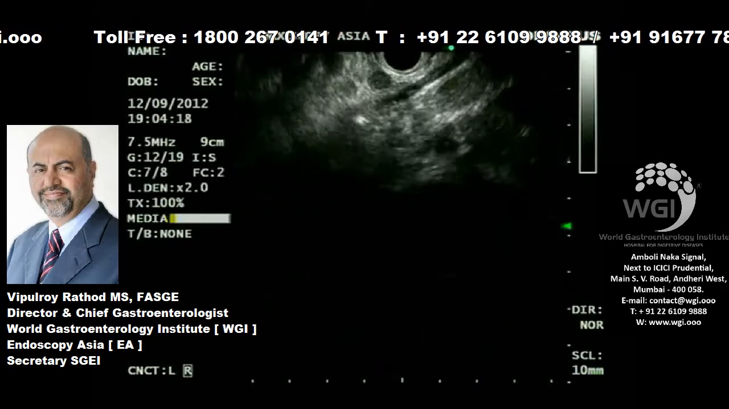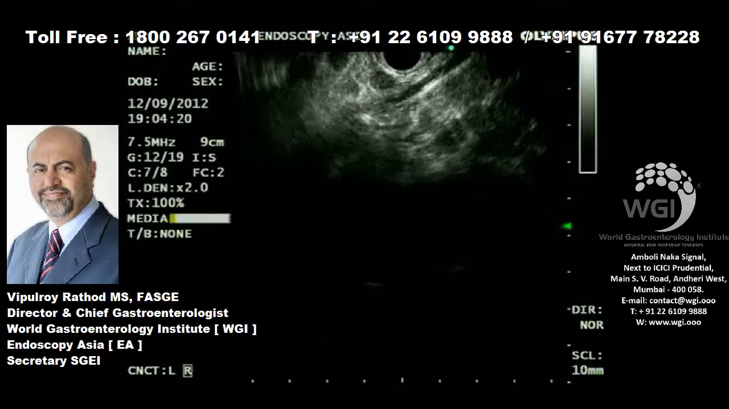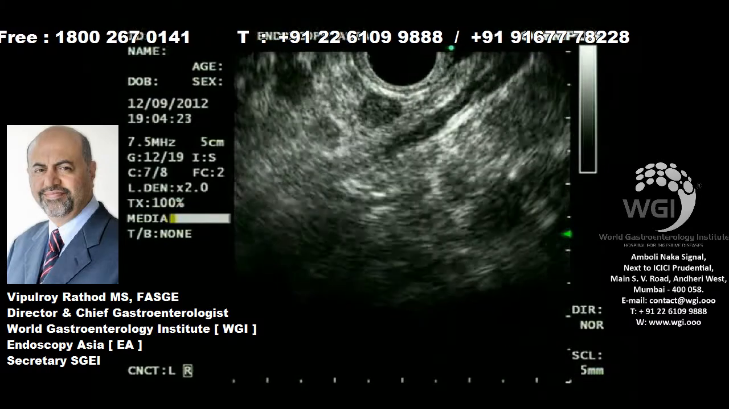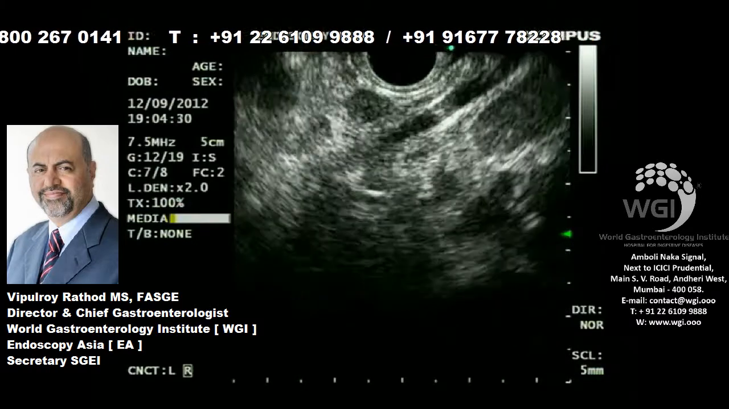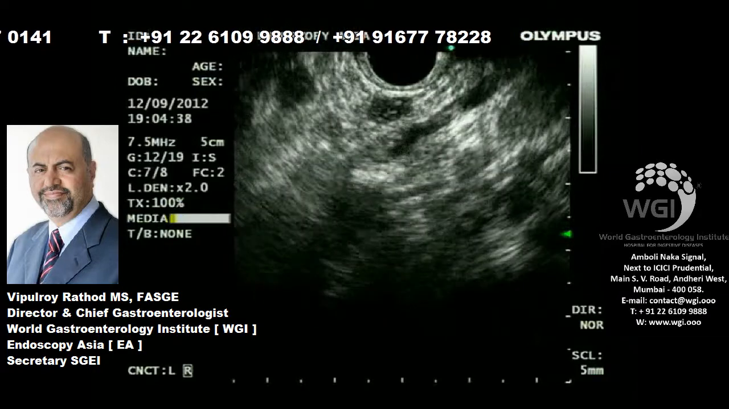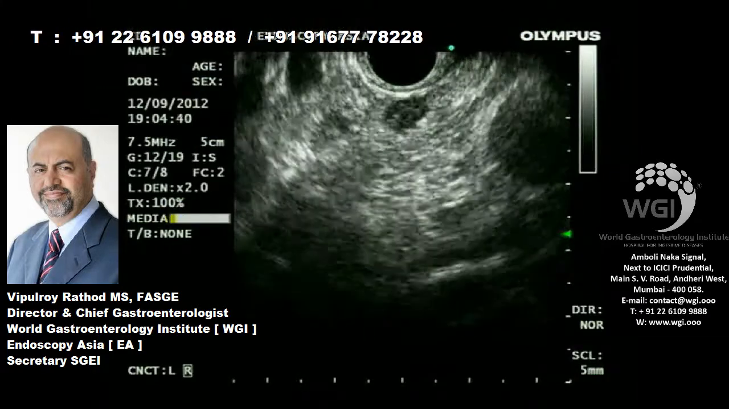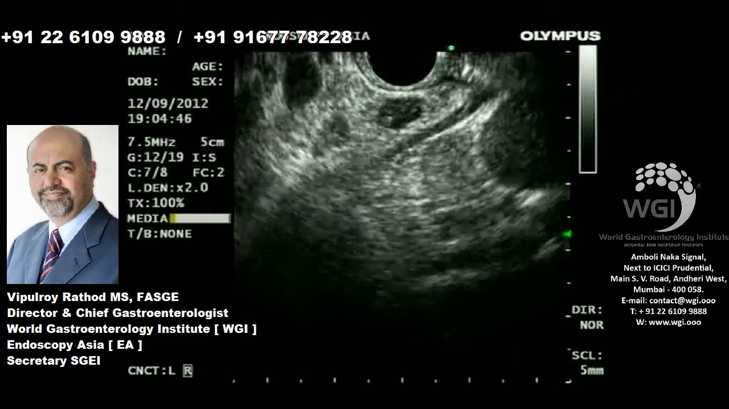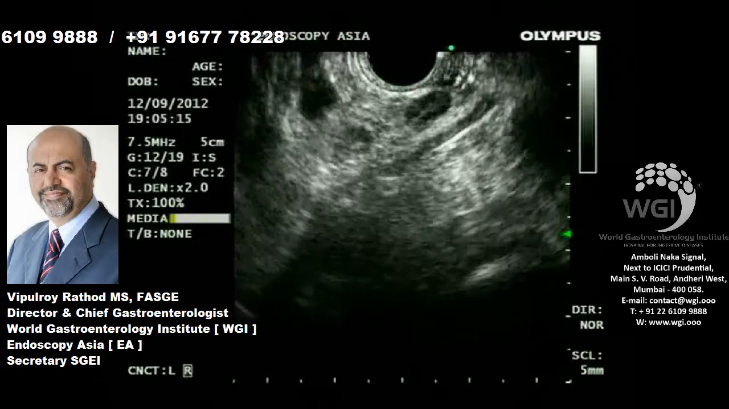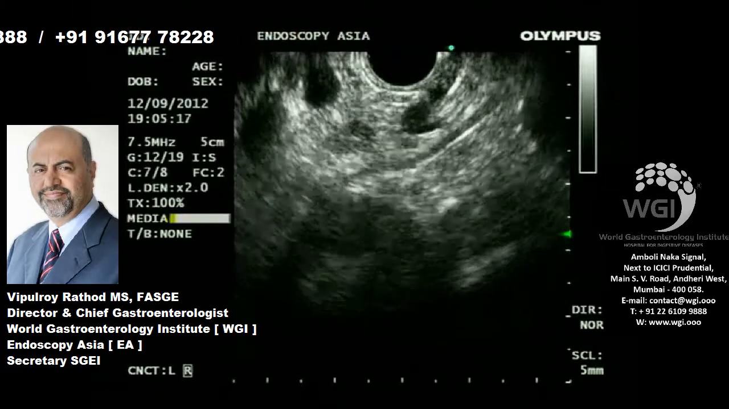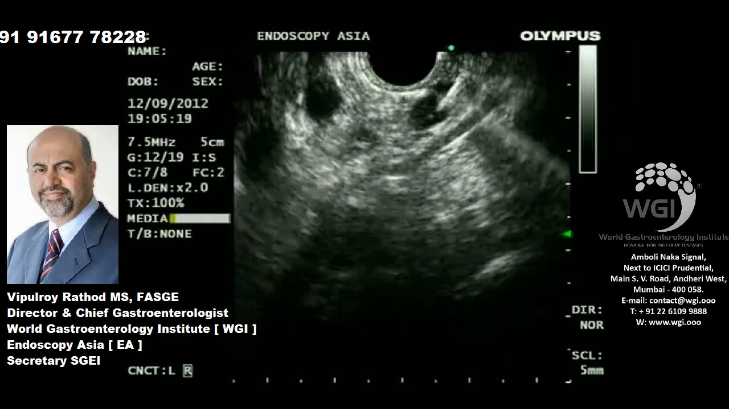So then we proceeded first with EUS-guided FNA from the celiac node, because we want to use the same needle for the primary lesion as well. So if the celiac node is positive for metastatic disease, these are the nodes which are tricky to FNA.